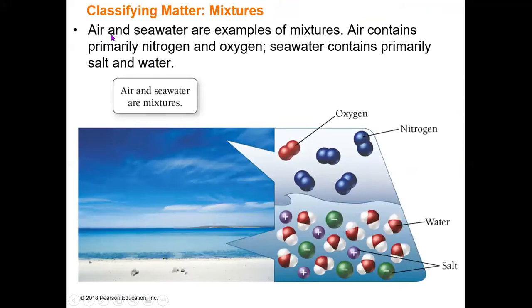Classifying matter, mixtures. Air and seawater are examples of mixtures. Air contains primarily nitrogen and oxygen. When you see nitrogen gas and oxygen gas, that means N2 and O2 gas. Seawater contains primarily salt and water. So you see here the example on the top, the gas, is air. We see this oxygen, which is actually O2, and the nitrogen is N2.